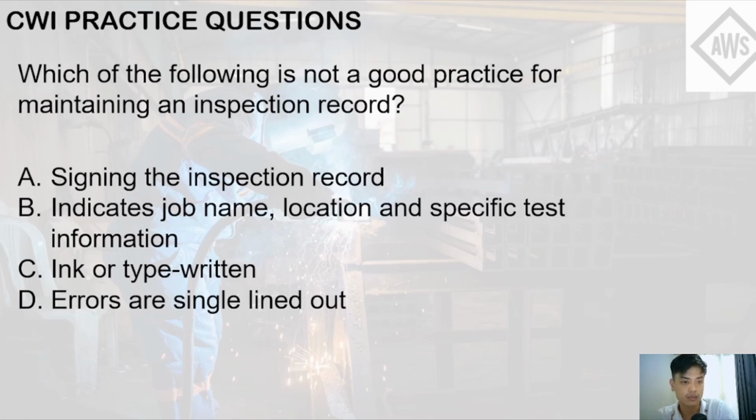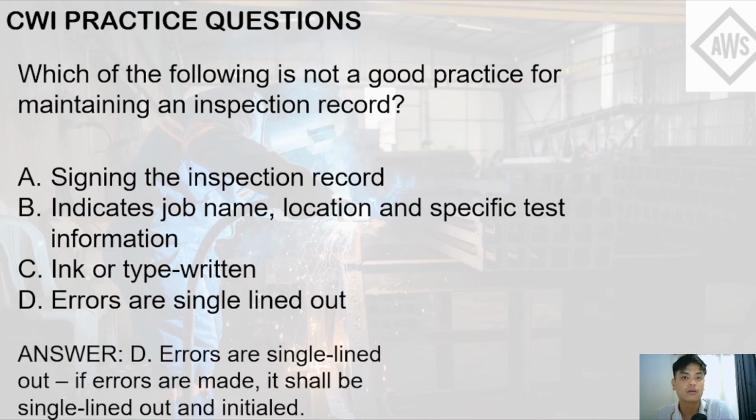So what is the acceptance criteria, what test procedures are done, etc. And it needs to be in ink or typewritten. Errors must be single lined out, and what is missing in this choice is that it needs to be initialed. So if errors are made in the remarks of the inspection records, they must be single lined out and initialed by the one who did it. Basically, it is the welding inspector that made those remarks, so if he has errors on it, he needs to initial them as well.